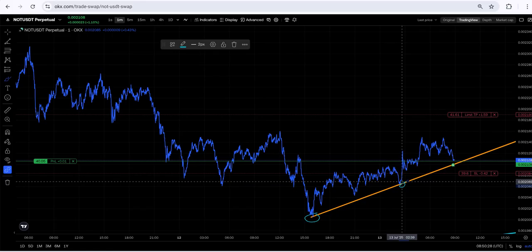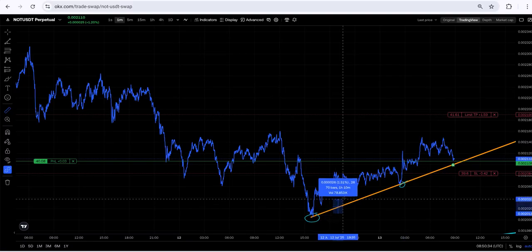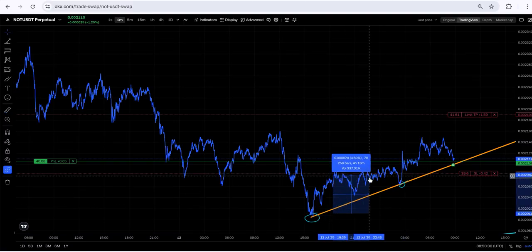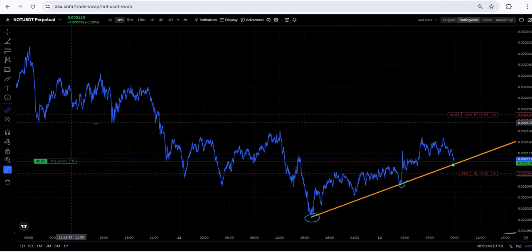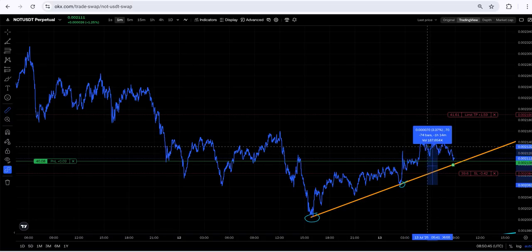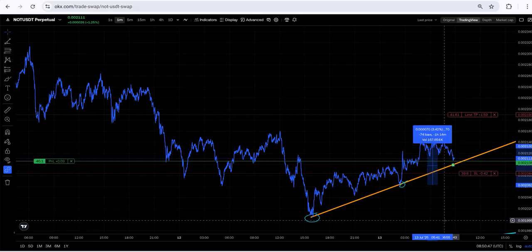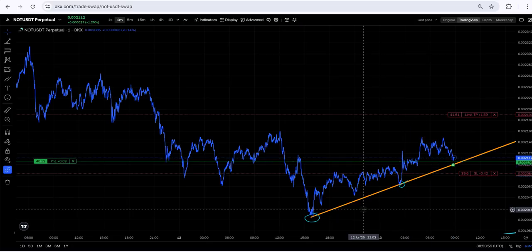So guys, what I consider as a touch point, I consider a touch point after seeing at least a 2% reaction from my touch point. If I see a 2% reaction from the touch point, then I consider it a touch point. Otherwise I don't consider it a touch point until I have a 2% reaction from it.